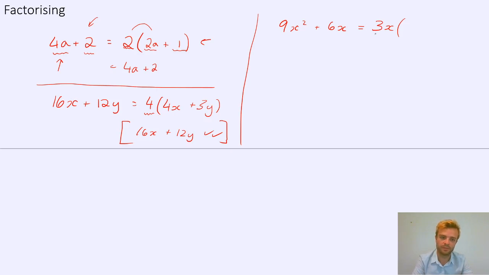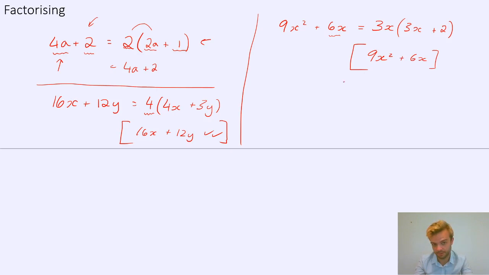Right, now what do I multiply by 3x to get 9x squared? Well, I multiply the 3 by 3 to get 9, and the x by another x to get the x squared. So what do I multiply by 3x to get 9x squared? The answer is actually 3x. And then what do I multiply 3x by to get 6x? 2. I just need to double it, because 3x times 2 is 6x. So that's that one factorised. And again, we'll do our little check just to make sure. 3x times 3x is 9x squared, and 3x times 2 is 6x, which is what we started with, so my answer is probably right.